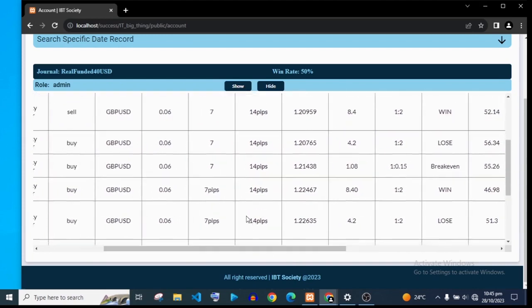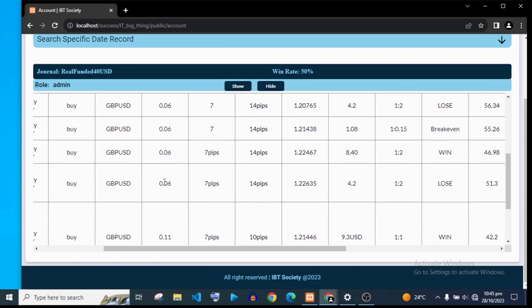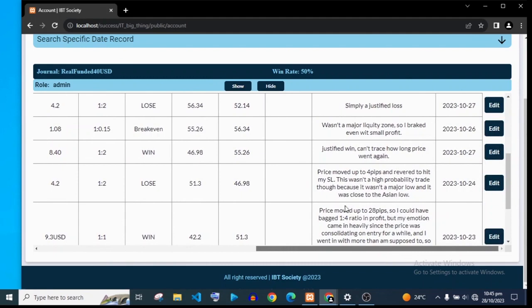So that is it. Let's go to the third trade. This is the third trade I took. I used the 0.06 lot size. So let's see what happened. Let's see my comment on that trade. Price moved up to 4 pips and reversed to hit my SL. This wasn't a high probability trade.